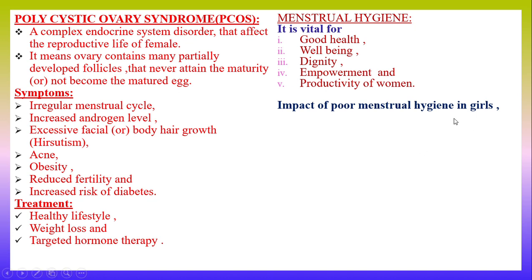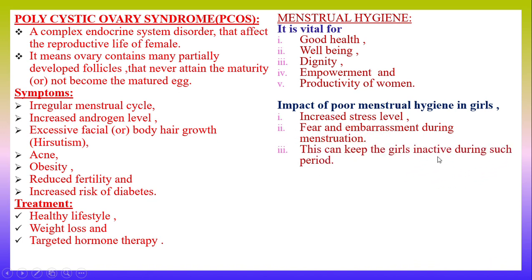Impact of poor menstrual hygiene in girls. Suppose the girl does not follow the hygienic method, what kind of impact may occur? See, increased stress level, psychological stress and also physiological stress, and then fear and embarrassment during the menstruation. A kind of mental fear may come, an allergy may come, and this can keep the girl inactive during such a period, so they may avoid schooling and other physical work also. They will not go to school, they will not come out, because they have some psychological fear during this period of menstruation.